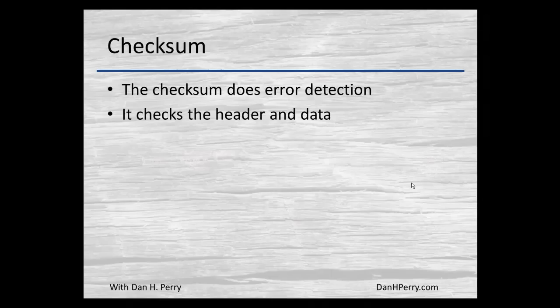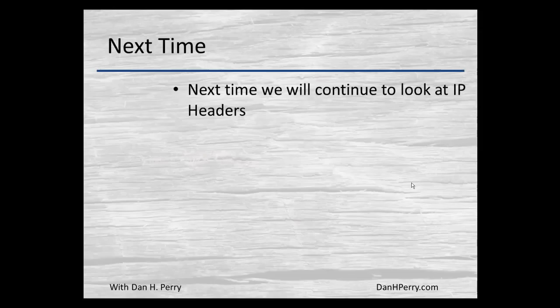The checksum does basic error detection. It can tell if the header or the data has been received in error. It basically looks at the header and data and says, hey, this is good, or no, it's bad, I should discard it. But there is nothing that tells the other end that it was received in error and to resend.